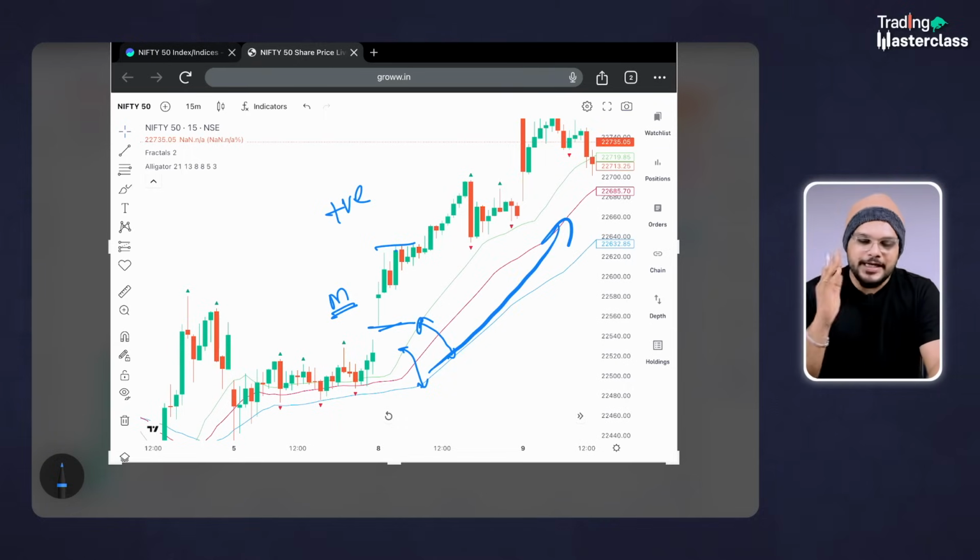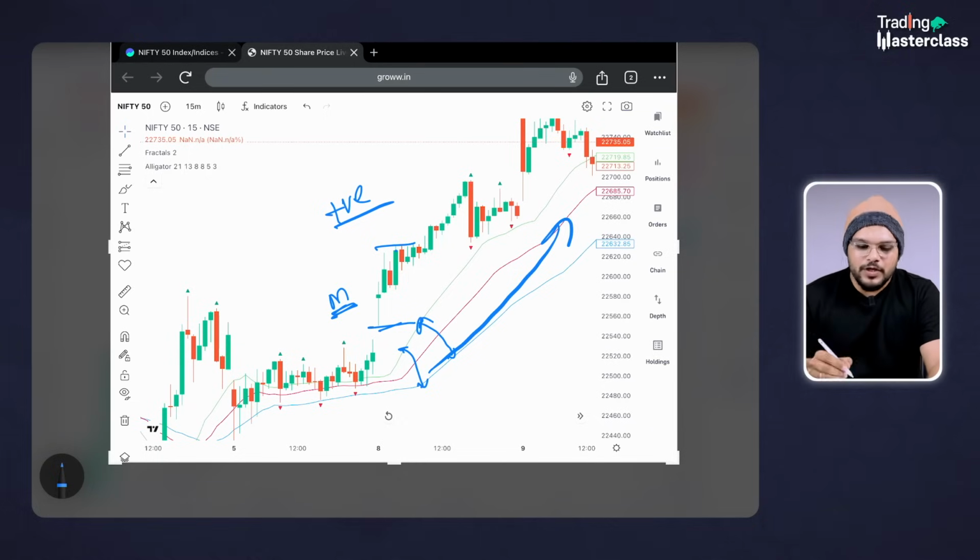So this was a deadly combination, with what we can call the jaw, teeth, and lips. That's a very technical term. In simple words, they are moving averages. All three moving averages are open, point 1, and they are trending in one particular direction. In this case, it was a positive direction. This is a deadly combination, and on those days we got a medium IB range.